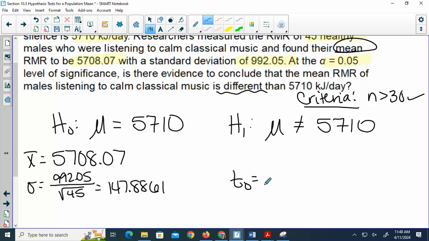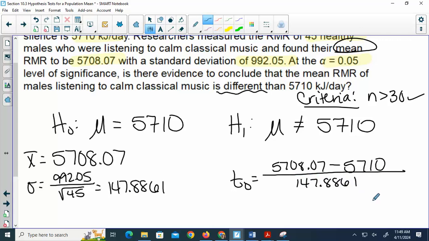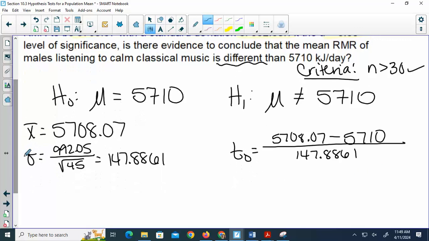So to find the t that goes with our data, t sub 0. It's our value minus the mean of the null divided by the standard deviation of our sample. We get a negative 0.0131.